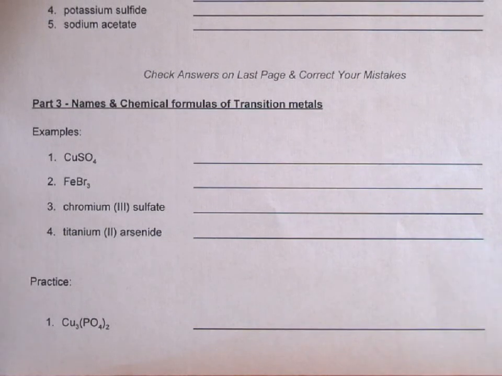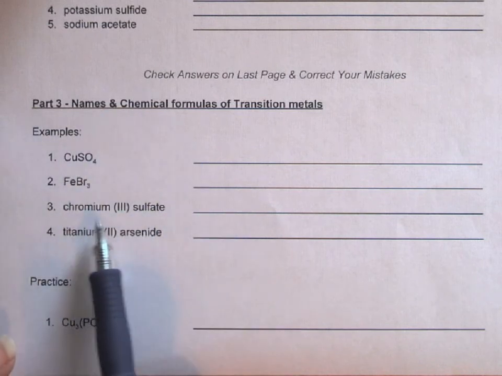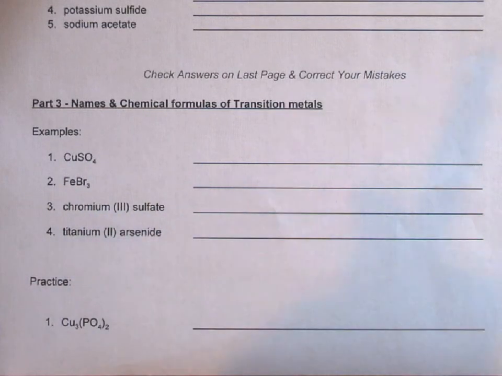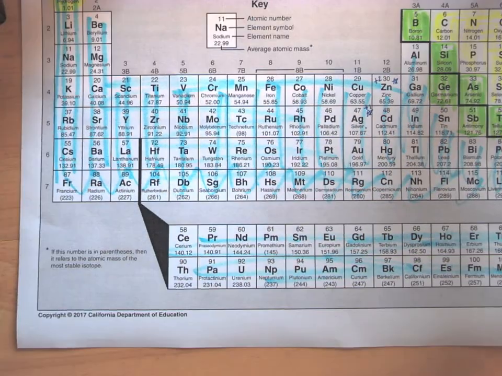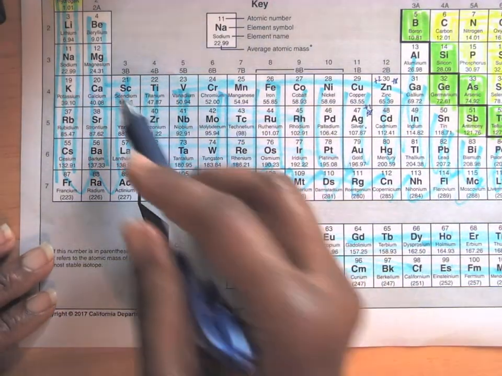Hi, and welcome to the video on naming ionic compounds with transition metals. We're going to look at going from the chemical formula to the name, or going from the name to the chemical formula. So when we say transition metals, let's first explain what I mean by that. Transition metals are the metals in the middle of the periodic table in the D block section.